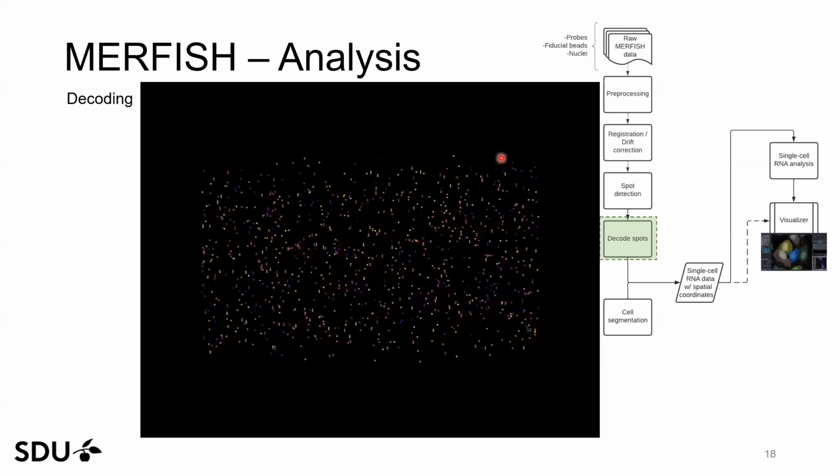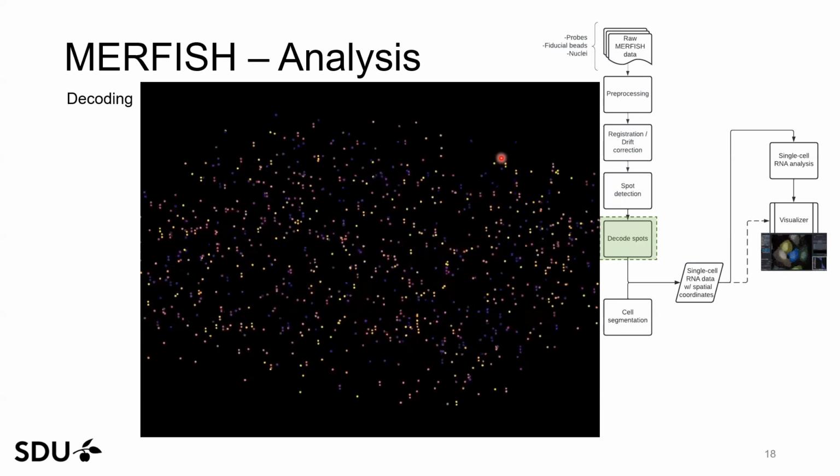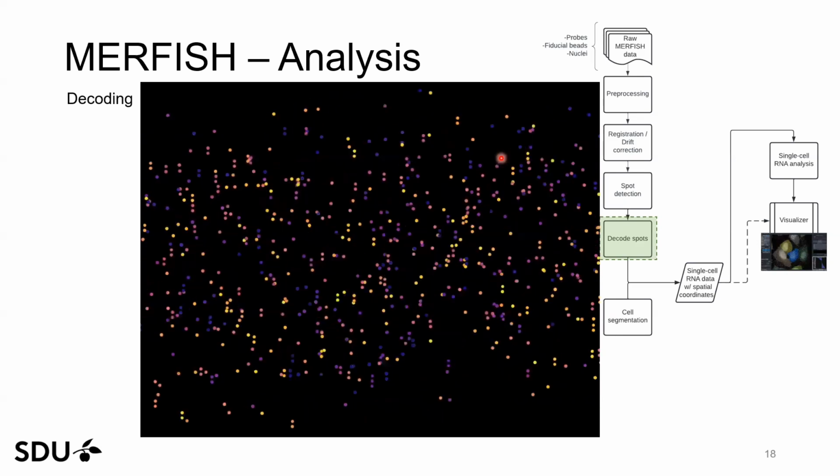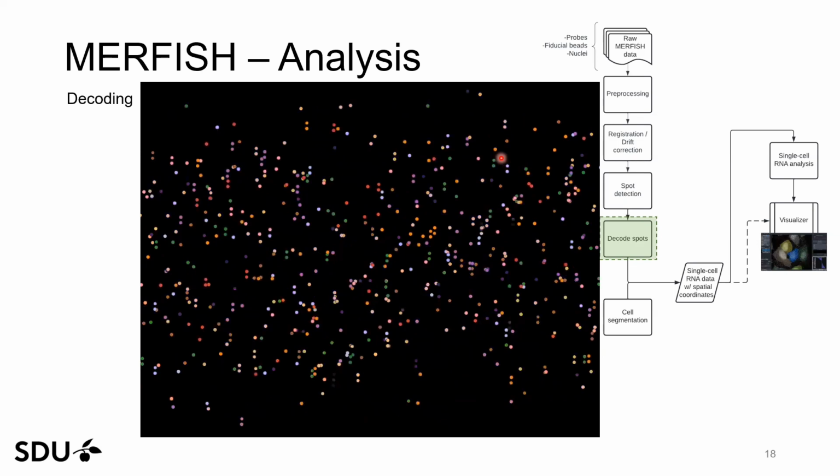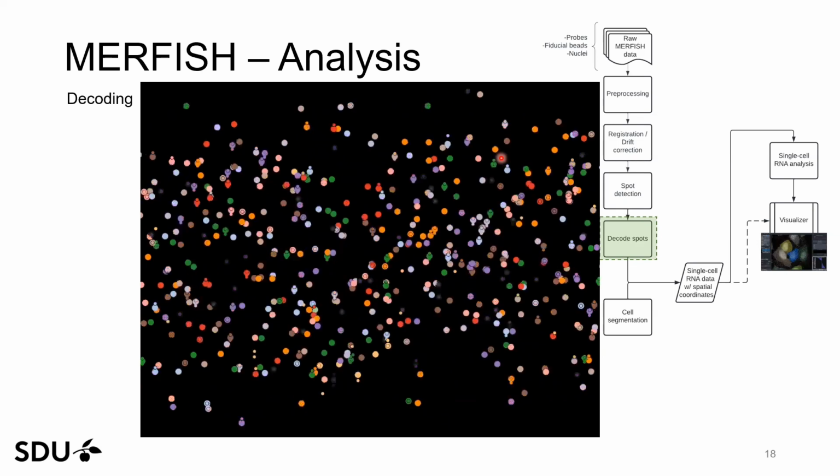Just to give you an example, it might be a bit hard to see, but here there's a coloring in 3D of points clustered, and then we can zoom in and get a coloring based on the genes here. And then we can compute the centroid of each cluster to get the precise location of each detected RNA in this case.